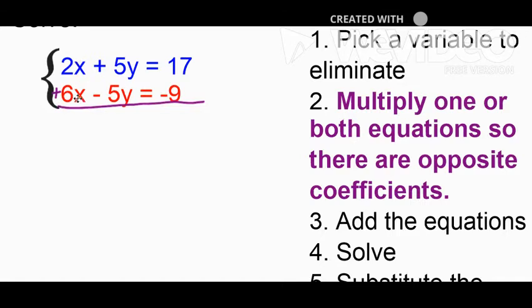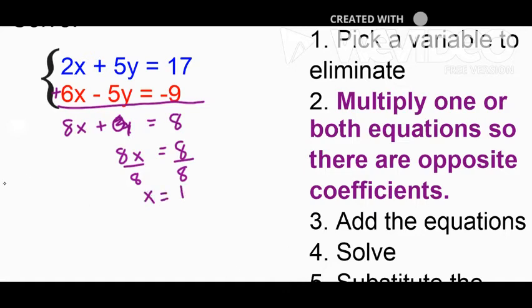So here I do 2x plus 6x, and I get 8x. 5y plus negative 5y gives us plus 0y equals 17 plus negative 9, which is 8. Now, if you notice here, I have a 0y, and it is unnecessary for me to write the 0 here because it doesn't change anything. That's called the additive identity. So all I have to do is write 8x equals 8. Therefore, I have eliminated the y. It is gone. That's where this gets its name from, elimination. Now to finish solving, all I have to do is divide both sides by 8, and I get x equals 1.